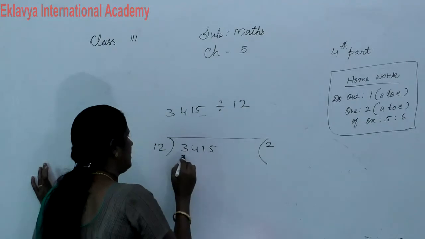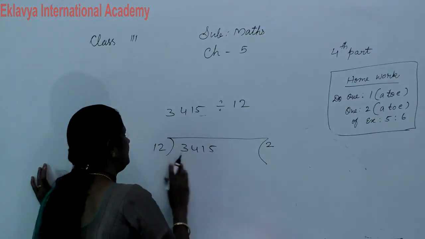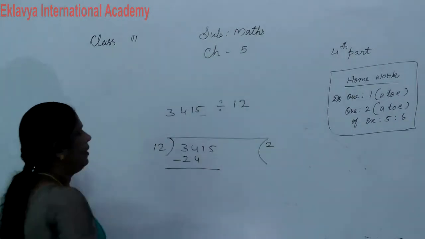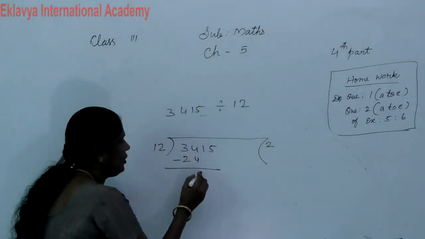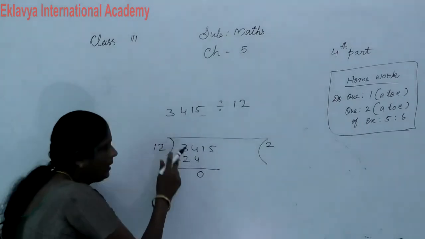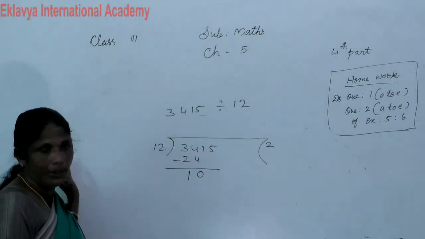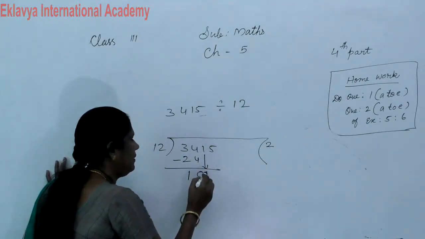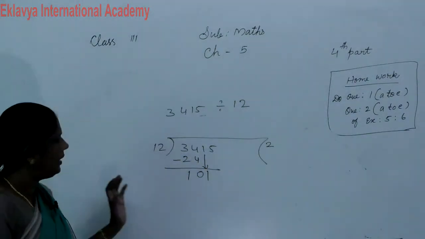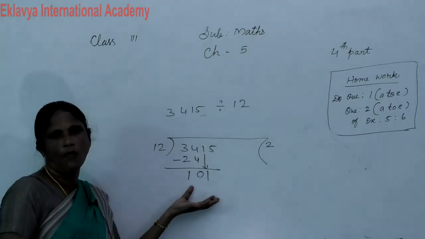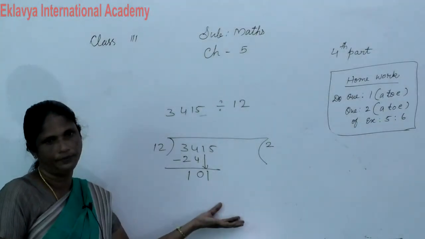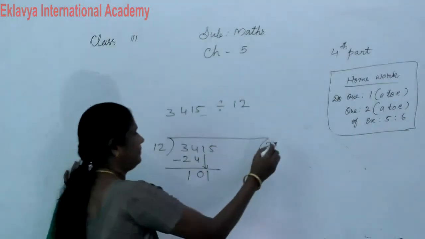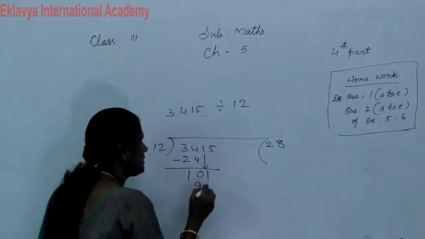2 times 12 is 24. Then subtract. 4 take away from 4 is 0. 2 take away from 3 is 1. Now which number comes down? 1 comes down. Now our number is 101. How many times go? 8 times, 96.